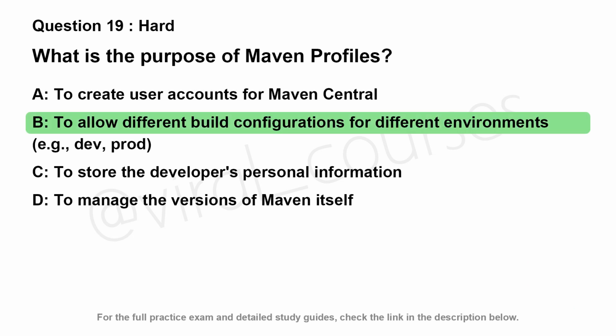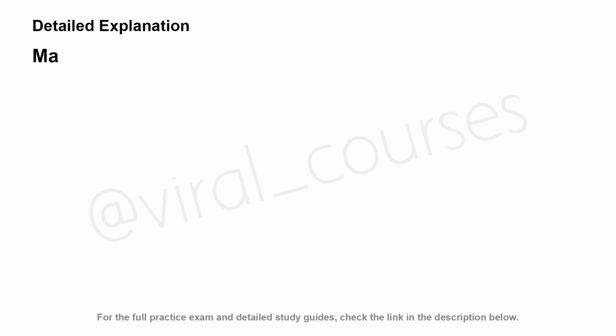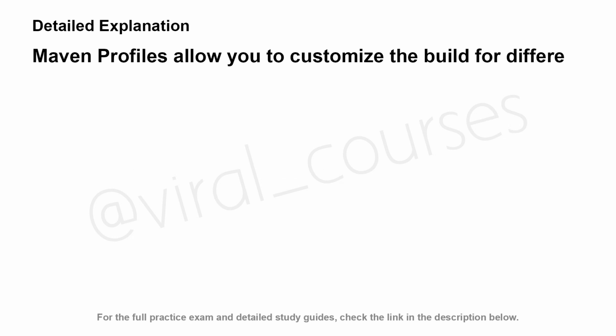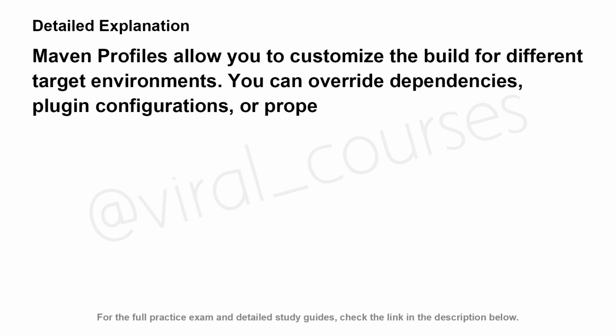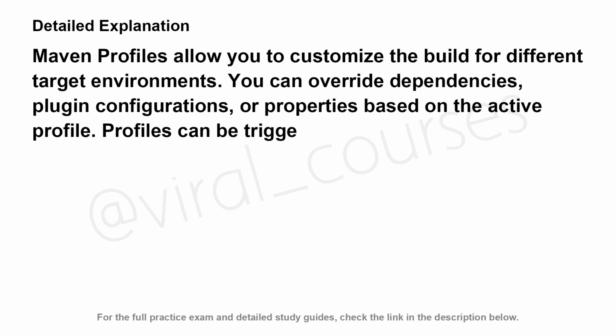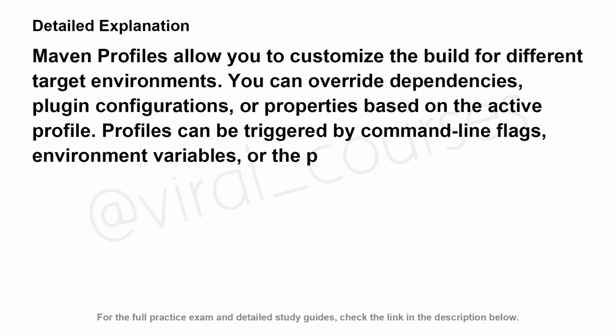The correct answer is B. Maven profiles allow you to customize the build for different target environments. You can override dependencies, plugin configurations, or properties based on the active profile. Profiles can be triggered by command line flags, environment variables, or the presence of certain files.